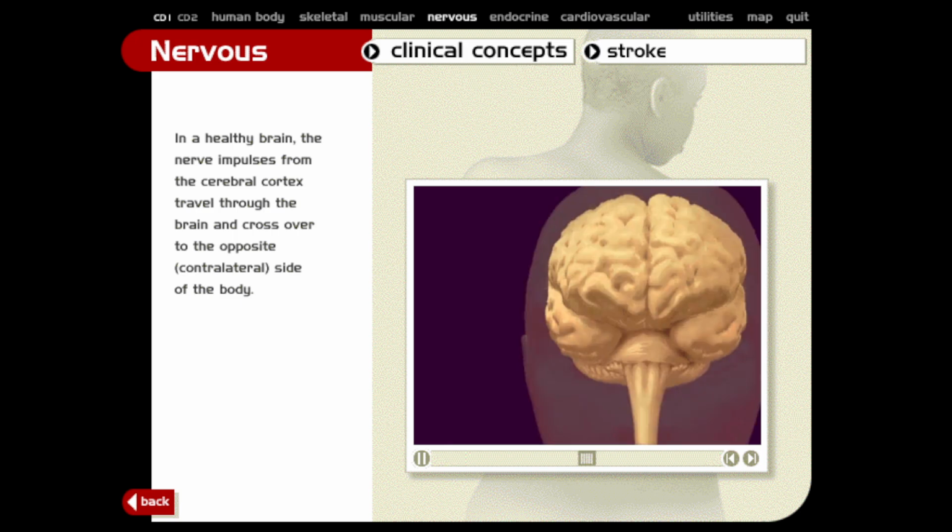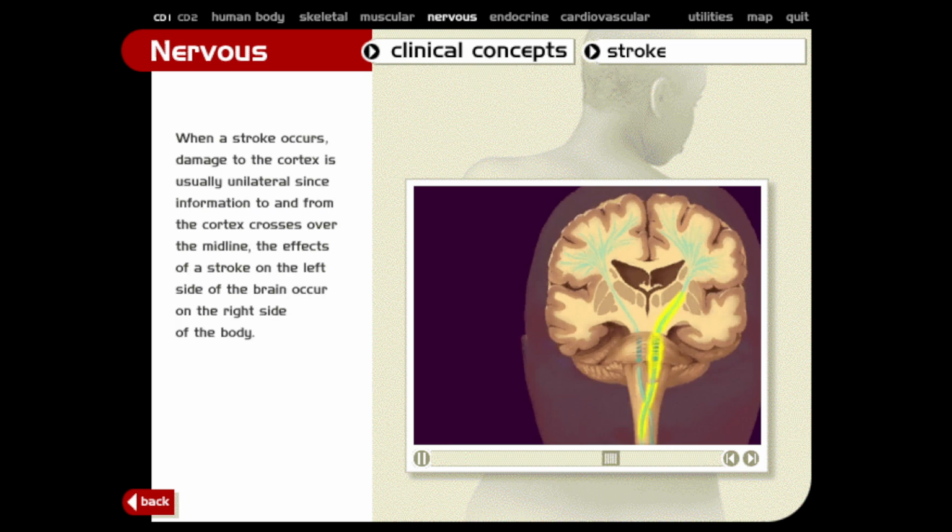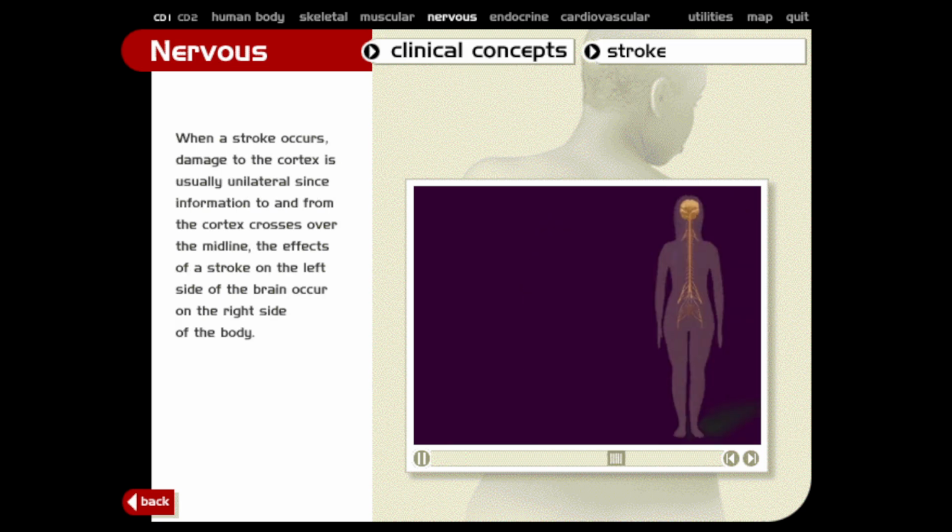In a healthy brain, the nerve impulses from the cerebral cortex travel through the brain and cross over to the opposite contralateral side of the body. When a stroke occurs, damage to the cortex is usually unilateral, since information to and from the cortex crosses over the midline. The effects of a stroke on the left side of the brain occur on the right side of the body.